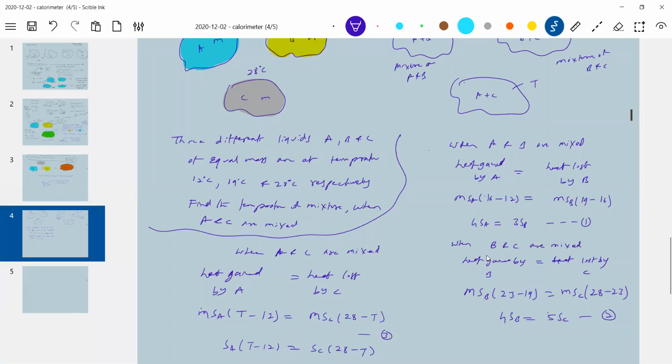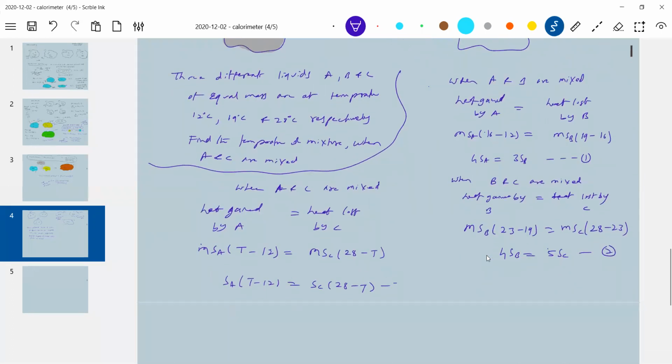Now what to do? SA and SC. I'll substitute 1 and 2 in this equation. So in place of SA, we write 3SB by 4, and in place of SC, 4SB by 5. Solve this, you'll get T. Anybody got the value? 20.25.